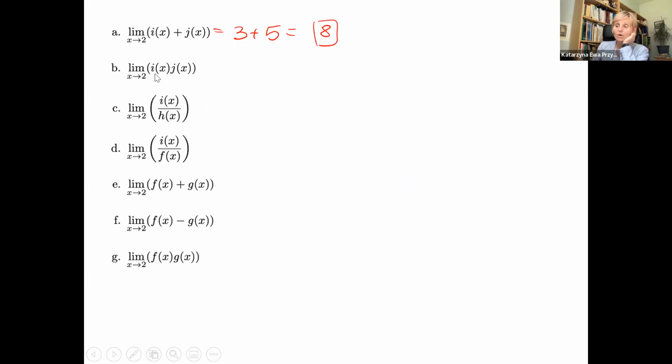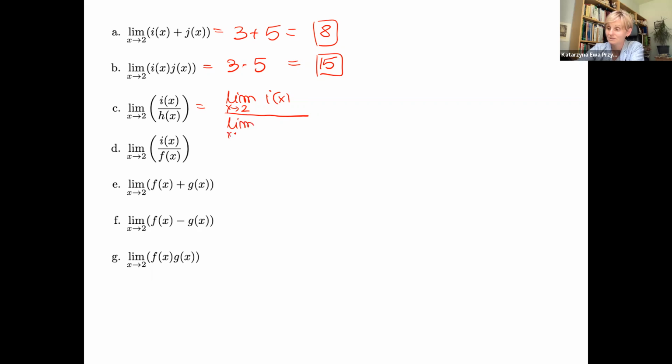Okay, now we have a product. Limit as x is approaching 2. We can also say the limit of the product is the product of two limits, 3 times 5. Perfect. Now we have a quotient, but we have h. Maybe I can rewrite this quotient. Limit as x goes to 2 of i of x, we know what it is. And the limit as x goes to 2 of h. What is happening with h? Let's check.